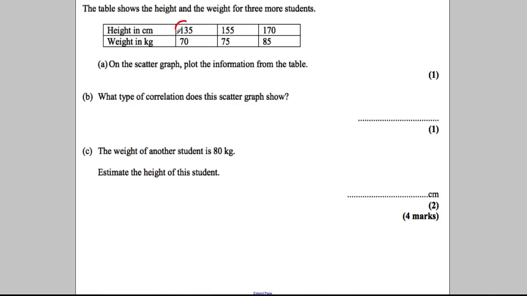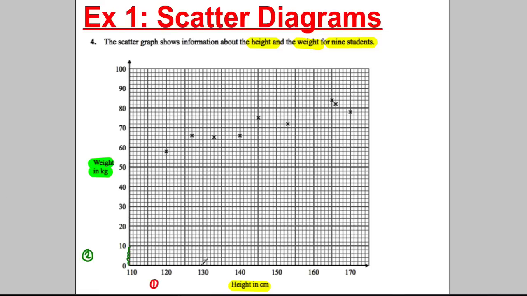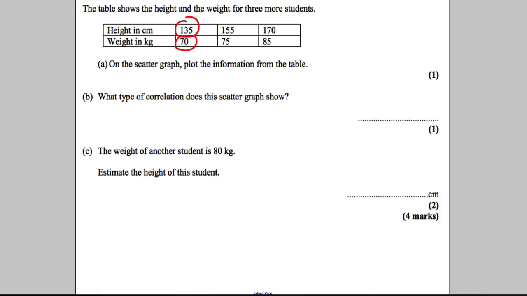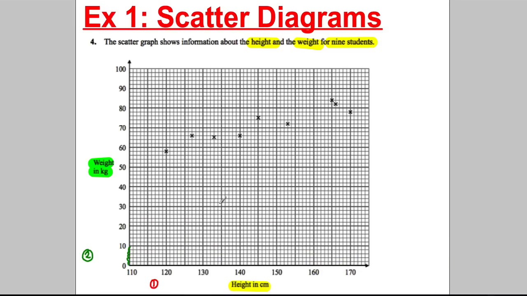We have to plot 135 centimeters versus 70 kilograms. So go along here, 135 is here, exactly halfway, okay, versus, what do we say? 70. So looking up here, 70 is exactly here. So put a cross there, like that. Okay, the next one.